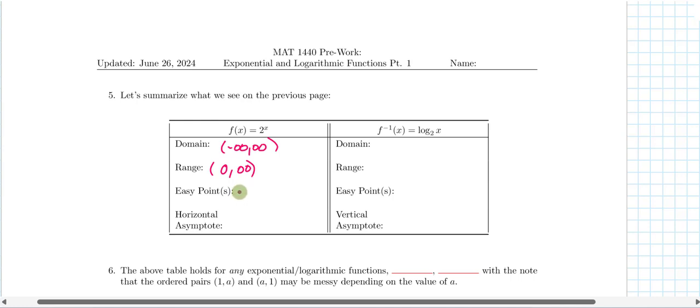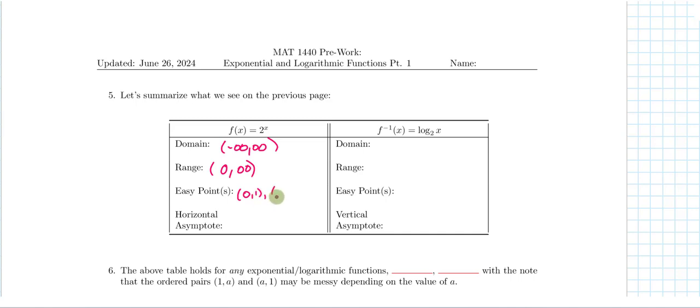A couple of easy points to plug into this were the ordered pair 0, 1, as well as the ordered pair 1, 2. So this was 2 to the 0th power equal to 1, and 2 to the first power equal to 2. Notice that this graph, we're not going to get into a full discussion of this, has a horizontal asymptote at y equals 0. So that's all information about the function 2 to the x.